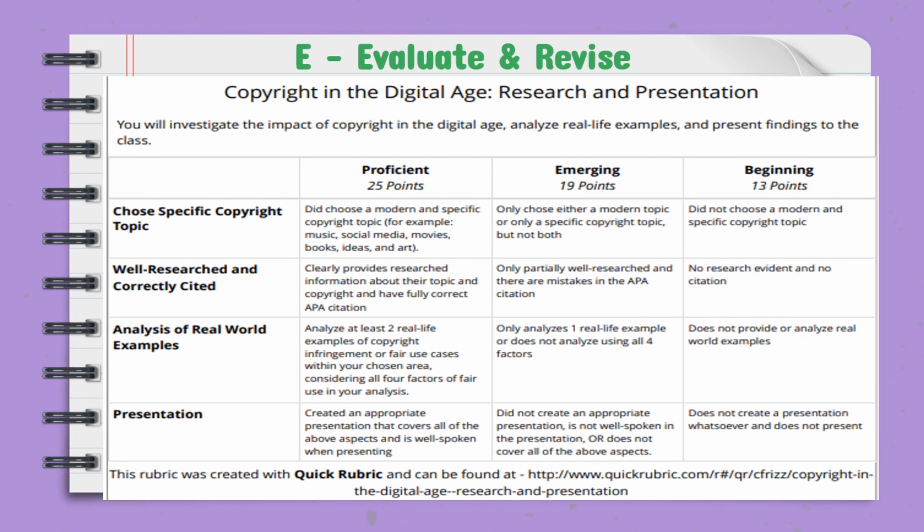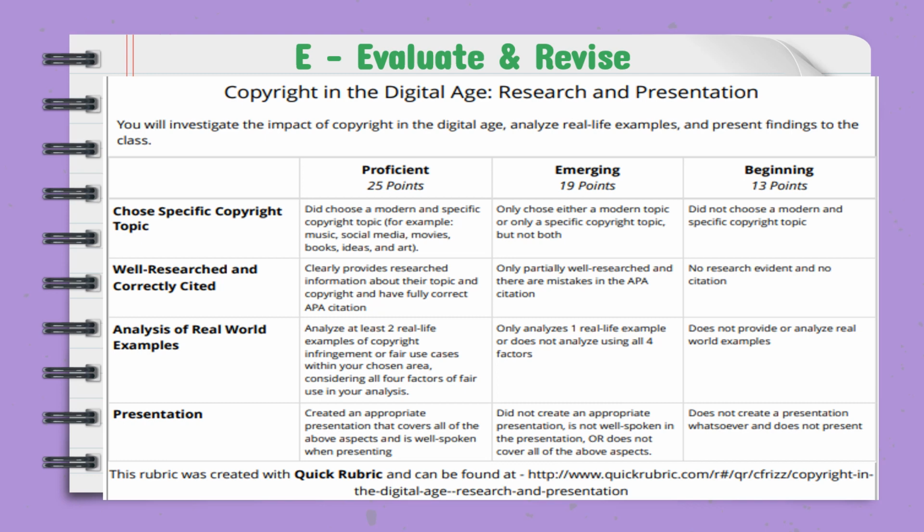E, evaluate and revise. This is the rubric that I created that I would evaluate them on and present to them as they work on their project. The project would be called Copyright in the Digital Age, Research and Presentation. And it says, you will investigate the impact of copyright in the digital age, analyze real-life examples, and present findings to the class. So there are 4 criteria. We have proficient, which is 25 points, emerging 19 points, and beginning 13 points.